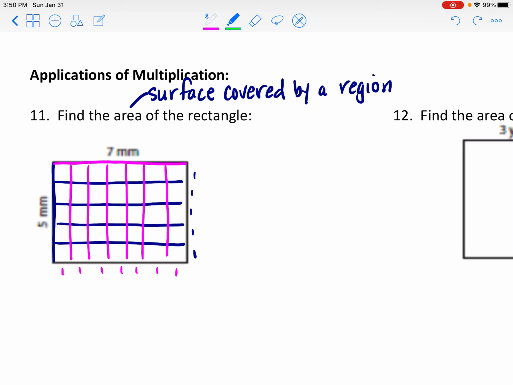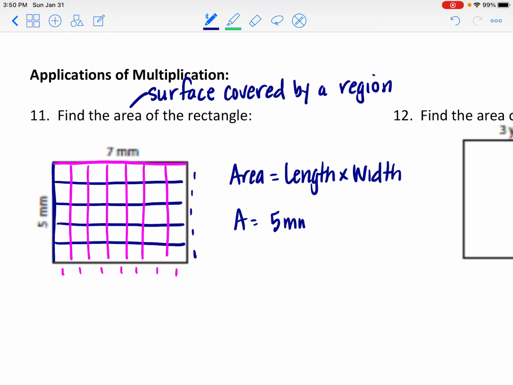In either case, to find the area, all we are doing is multiplying our length times our width. That's repeated addition, not really necessary. So we can find our area by multiplying the length of our rectangle by the width of our rectangle. And so in this case, our area is 5 millimeters multiplied by 7 millimeters. And so the 5 times 7 part, that's not too big of a deal. That gives us 35. And if we counted in there, we would see 35 little squares covering that surface, that area. The units are where we have to be a little careful.